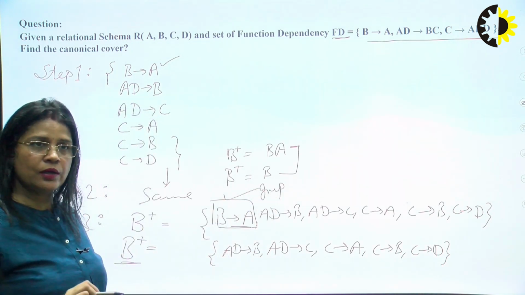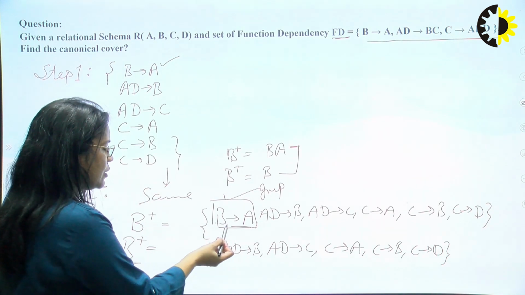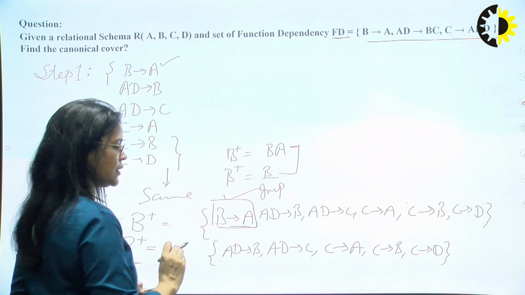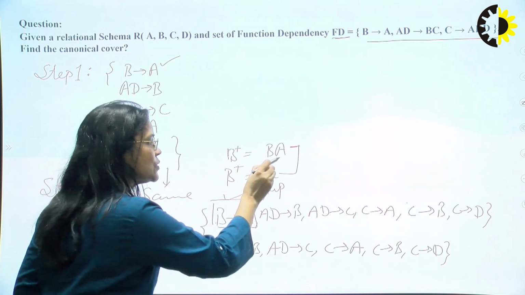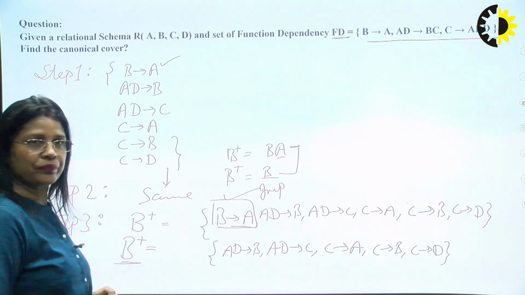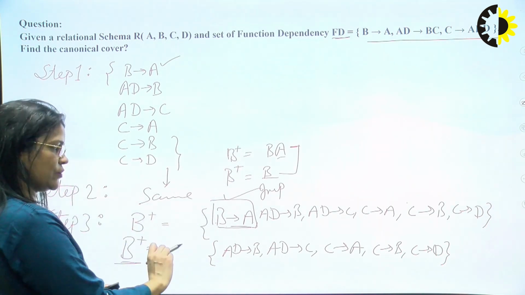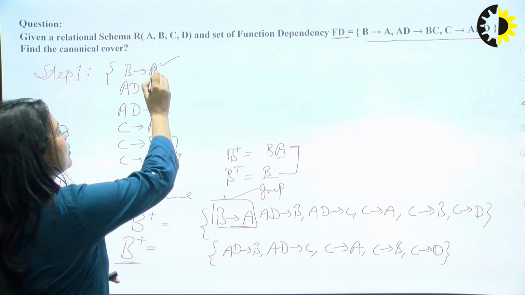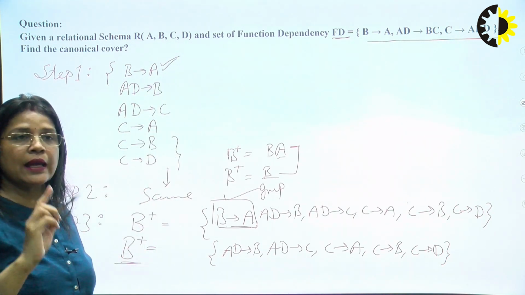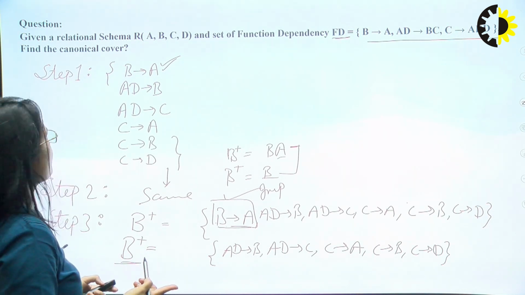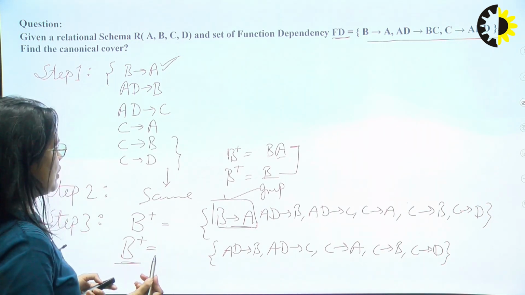Why is it important? Because if we remove it, then we are not deducing anything. If we are having it, we are deducing this A, right? So this closure is not the same. Okay, so this is an important one. So in step 3, we were checking the first functional dependency and I found it important. So after step 1, we will write these functional dependencies.